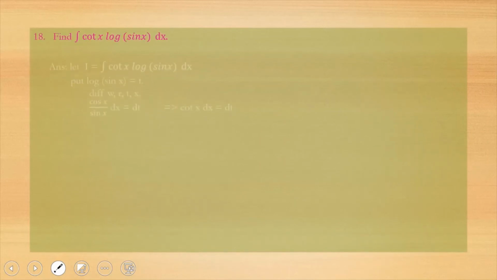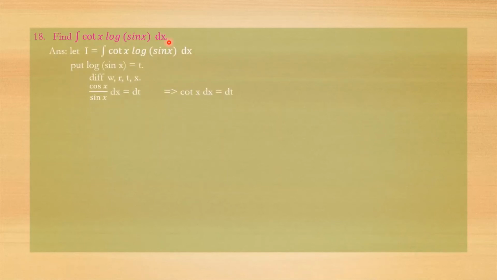Question number 18 is, find the integration of cot x into log of sin x with respect to x. This is very simple. Just let me take log of sin x as t. Now, if you differentiate this, you will be getting differentiation of log is 1 by sin x, next differentiation of sin is cos. That means cos x by sin x dx is equal to dt. Cos x by sin x is nothing but cot x, so cot x dx equals dt.